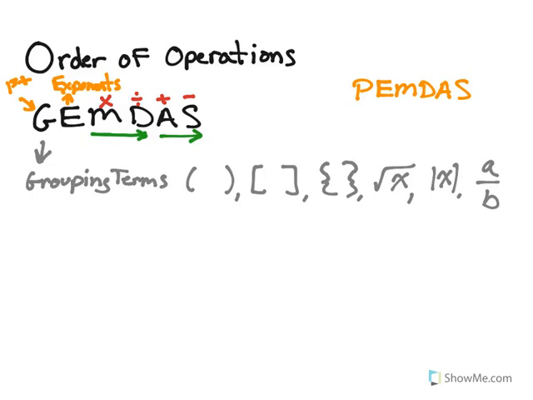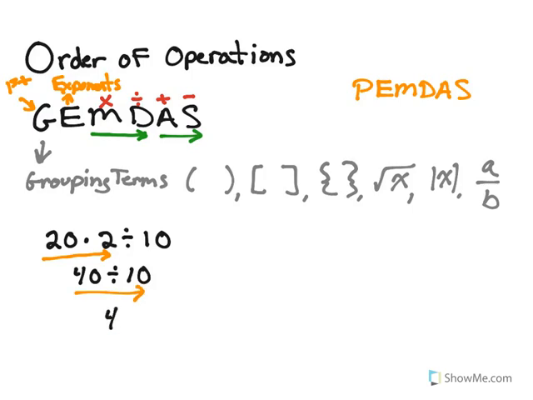So let's say you had an example of 20 times 2, and then you divide it by 10. Okay, so as you read it from left to right, you say, okay, multiplication is first. That's what GEMDAS is telling us. 20 times 2 would give me 40. And then we will go ahead and divide by 10. And when you read it from left to right, 40 divided by 10 is simply 4. So you say, oh, that was pretty easy. We followed order of operations.